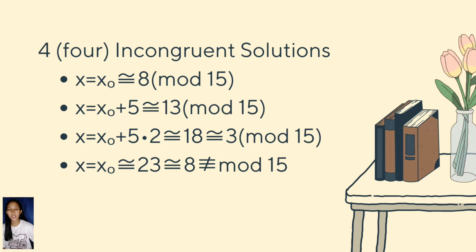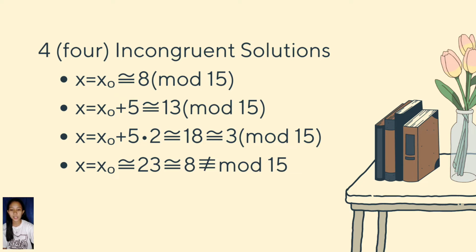So, the first one is x is equal to x sub 0, congruent to 8 mod 15. Since we already have the value of x, we can say that x is congruent to 8 mod 15. So, now we are looking for the incongruent solutions. We just have to find from the value of 0 up to 4. So, t is equal to 0, 1, 2, 3, and 4. From the proof of theorem 3.7, a complete set of incongruent solutions is given by x is equal to x sub 0, congruent to 8 mod 15, because 5 times 0 is 0 plus 8. So, kaya naging 8 siya. So, that is our first solution.